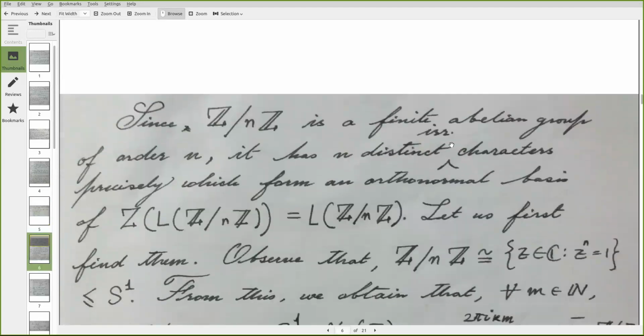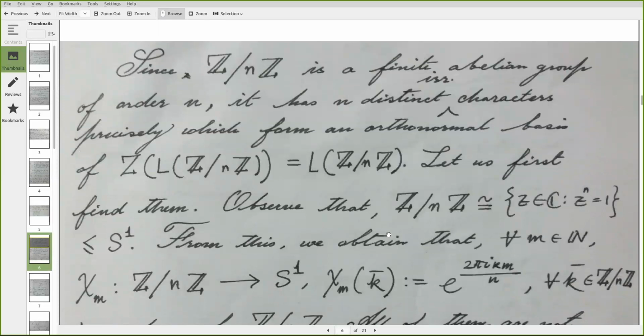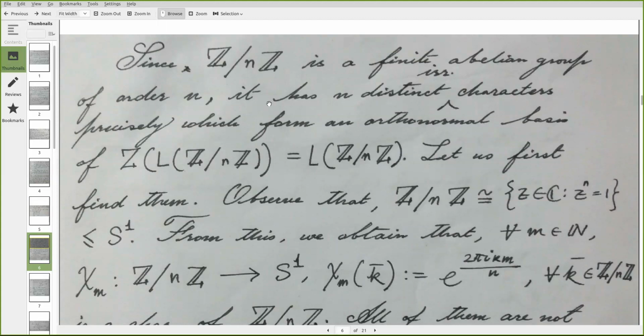Now, since Z modulo nZ is a finite abelian group of order n, it has n distinct irreducible characters, as we have mentioned before. These n irreducible characters form an orthonormal basis of L2 of Z modulo nZ. And in this case this is exactly the same as the space of class functions on Z modulo nZ, because since the group is abelian, every function is a class function. Let's first try to find out the characters.